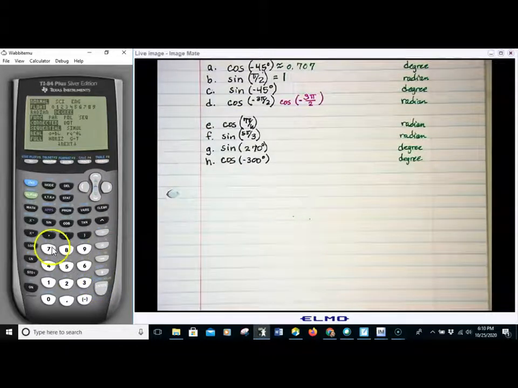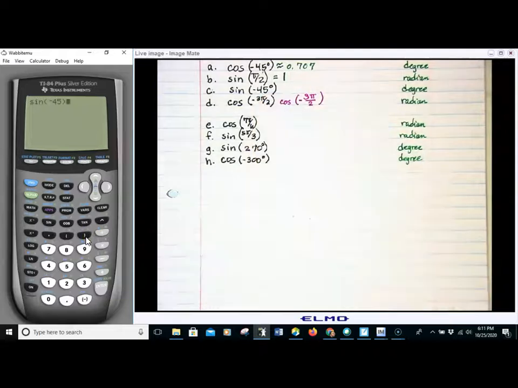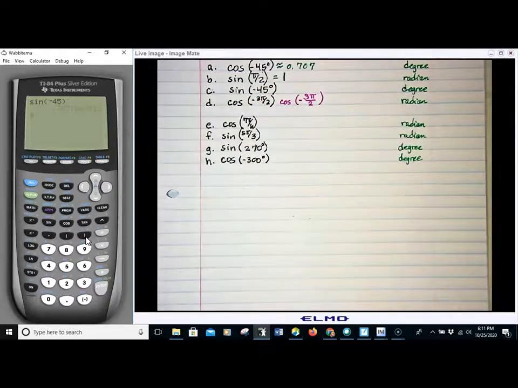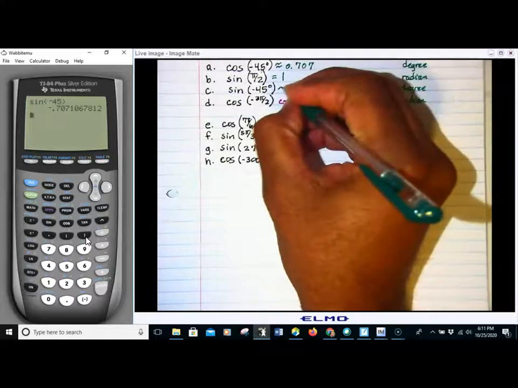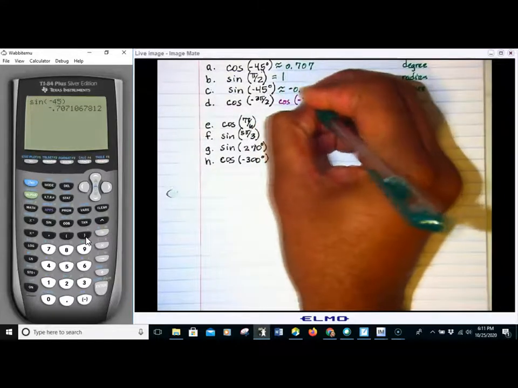All right, then from this point we can do second quit, and we're going to put these in. We're going to do sine, and again, we'll do negative. Let's delete that second parenthesis. We don't need that. So we'll do negative 45. Because we're in degree mode already, we don't have to put the actual degree symbol. So we're just going to hit enter. It gives us an approximate number because it has 3 decimal places. So approximately negative 0.707.